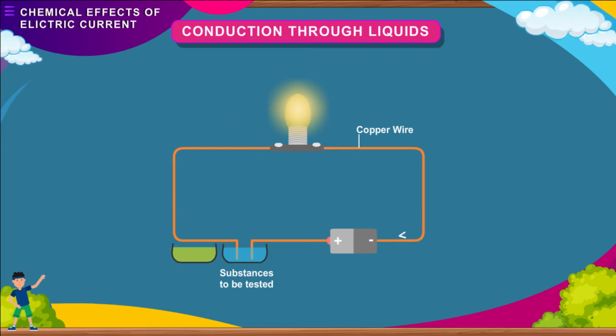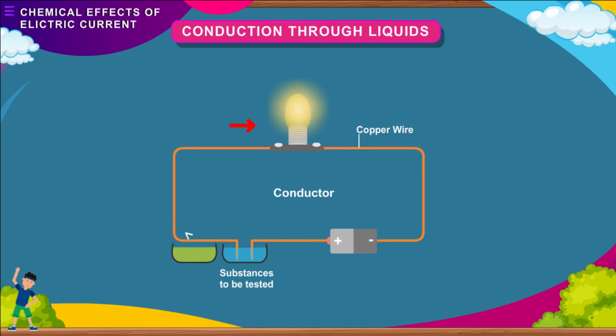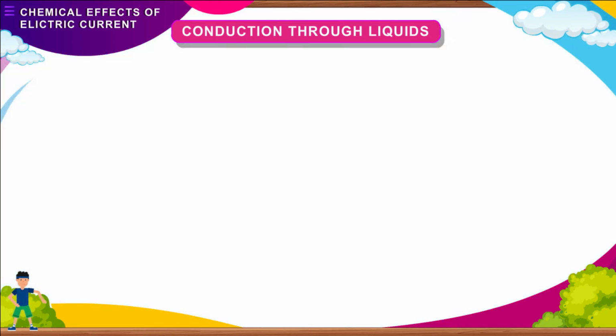To test whether a given substance is a conductor or insulator, connect it to the two free ends of the conducting wire. If the bulb glows, the substance is a conductor. If it does not glow, the substance is an insulator.